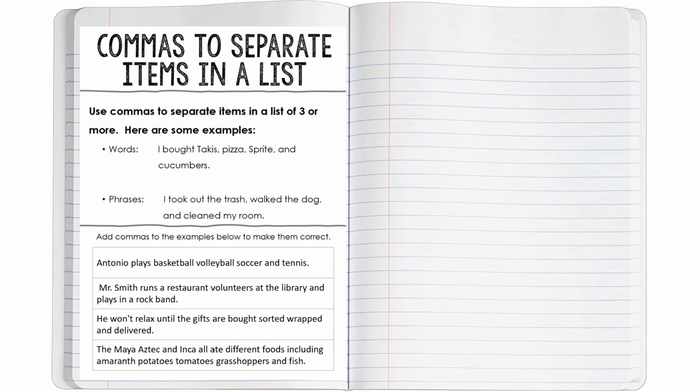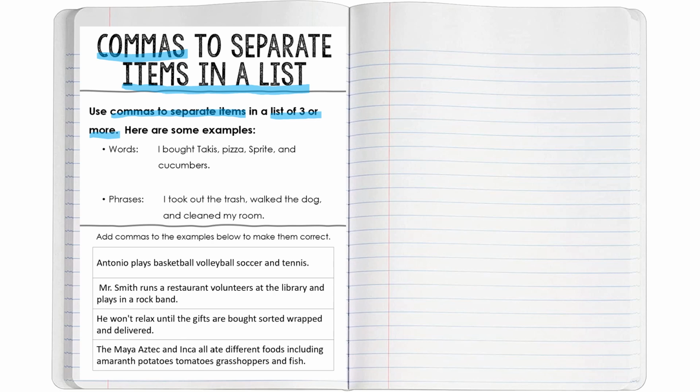All right, let's start by grabbing our blue crayon. We're going to use blue today. And today we're going to talk about how we use commas to separate items in a list. That means I'm listing multiple things in my sentence, and I use a comma to separate between each of those items. The big idea is I need to use commas to separate items in a list of 3 or more.